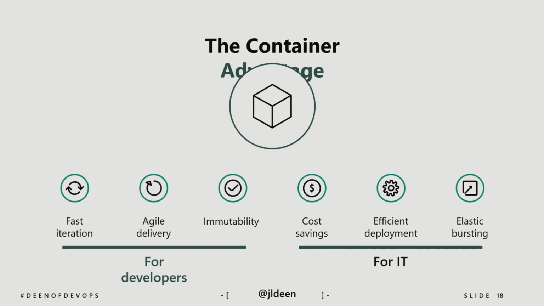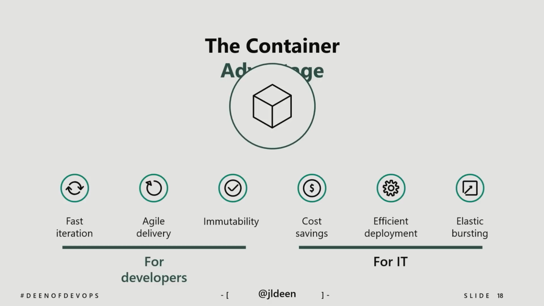Now, the container advantage. We've already talked about how it solves problems in general, but I want to make sure we fully identify how it solves problems for developers and IT. We talked about how there was this wall of confusion. There was this maybe divide in these silos. But containers really help address a lot of those problems. For one, you have fast iteration now for the developer. You have an agile delivery system, and you have something that's immutable. So I don't have to worry about, it worked here, why doesn't it work there?